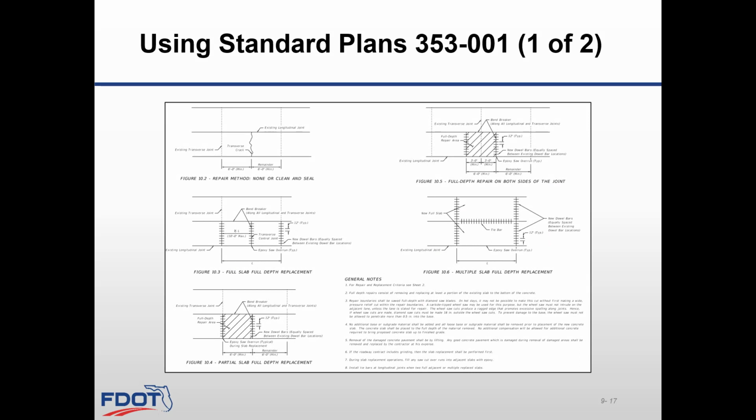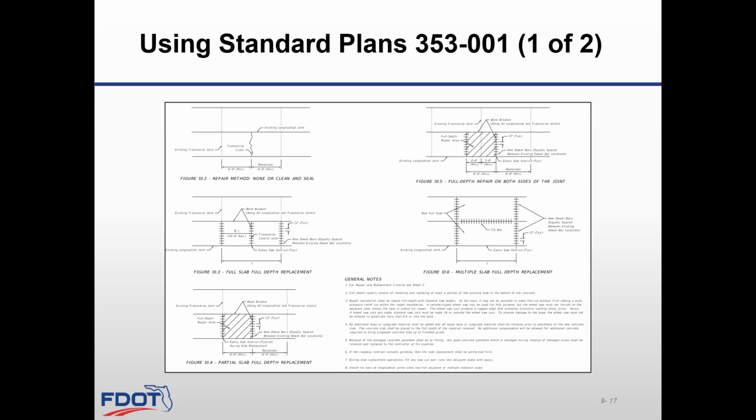Standard plans 353-001, 1 of 2, show the different types of repair methods and how the dowels and joints are placed. It covers the minimum joint length of 6 feet in Figure 10.2, and Figure 10.3 gives guidance when slabs are greater than 15 feet and how the new joints are placed for a full slab at full depth.